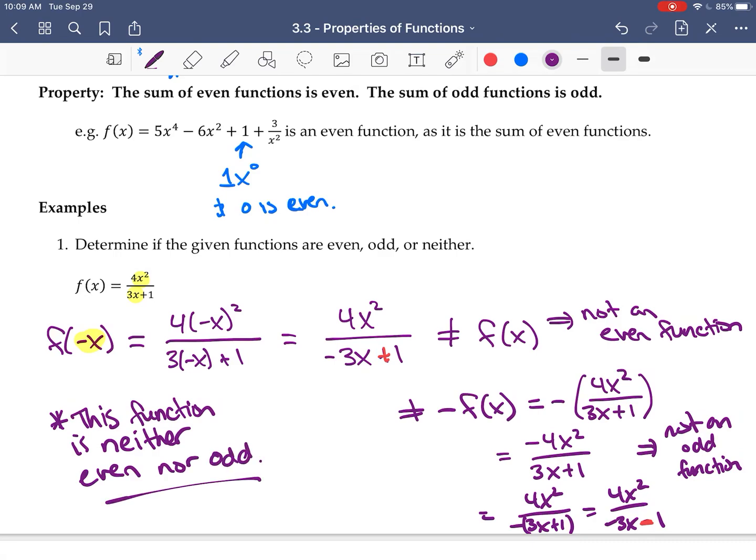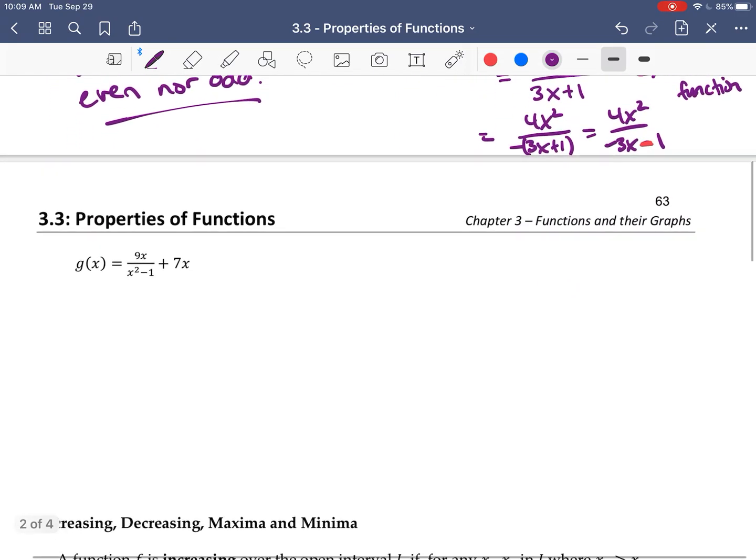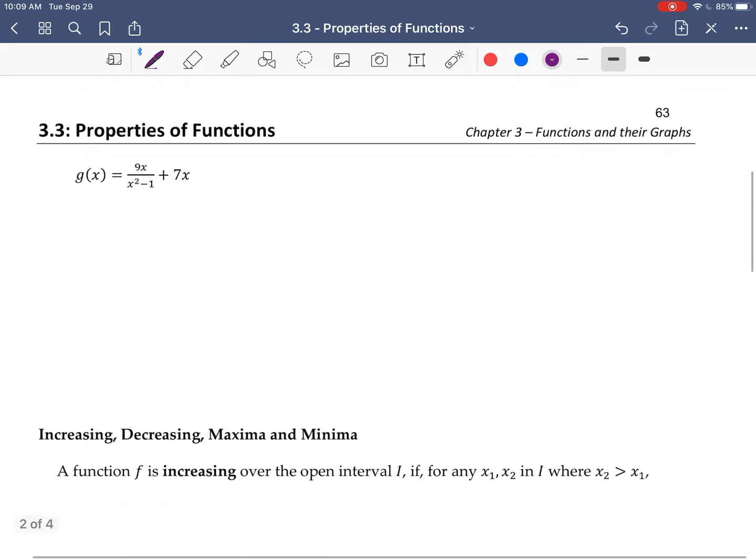Okay, but you can see that all you have to do is look at f of negative x. If it's equal to f of x, you get an even function. If it's equal to negative f of x, then you get an odd function. So you just have to look at one thing and you get both of your answers at the same time. Okay, I'm going to leave this example for you to do. So you check if it is even or odd or neither.